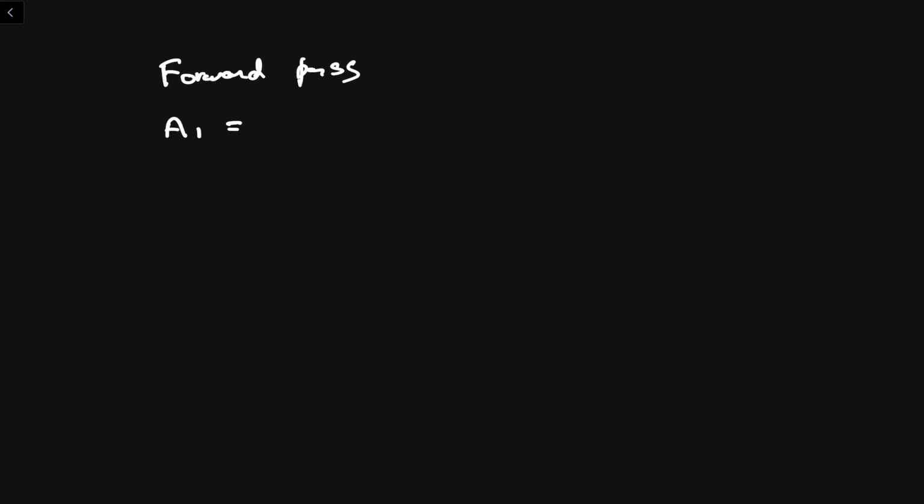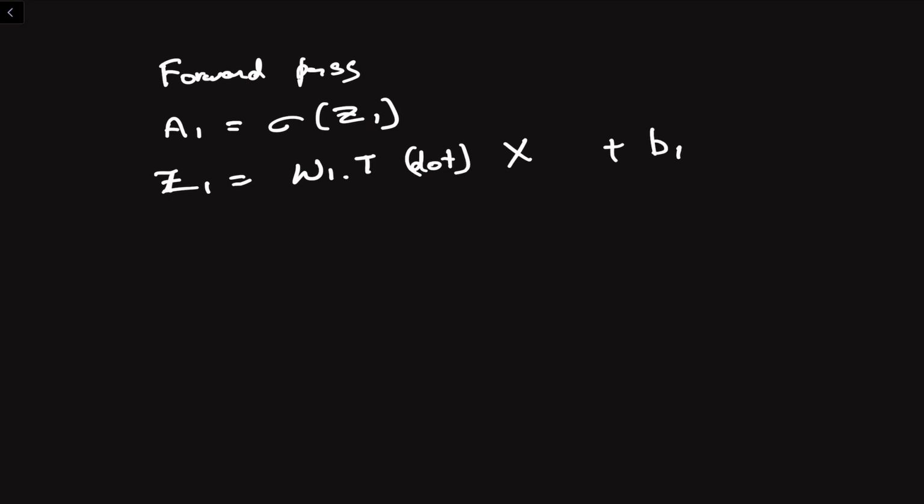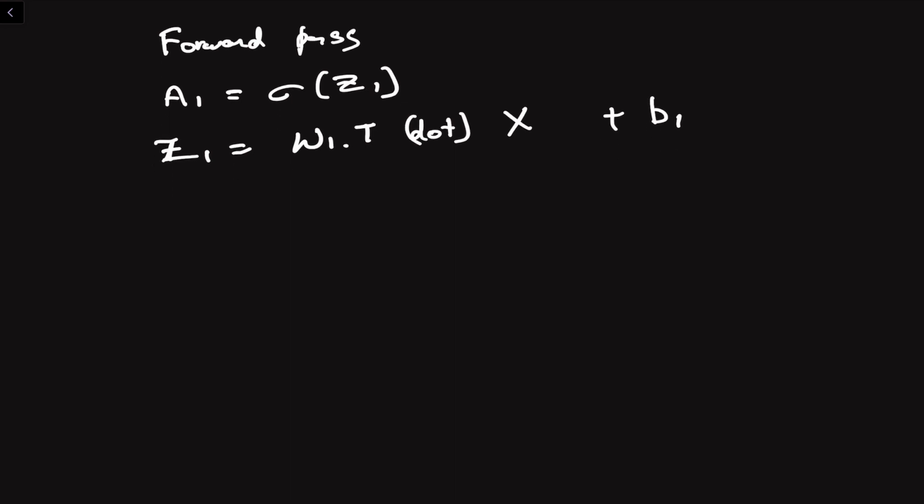A1 equals sigma of Z1. Okay, and I can write Z1 equals, we're gonna be careful with the dimensions as well, W1 dot transpose dot X plus B1. This is gonna be the equation for the Z1, as you know.